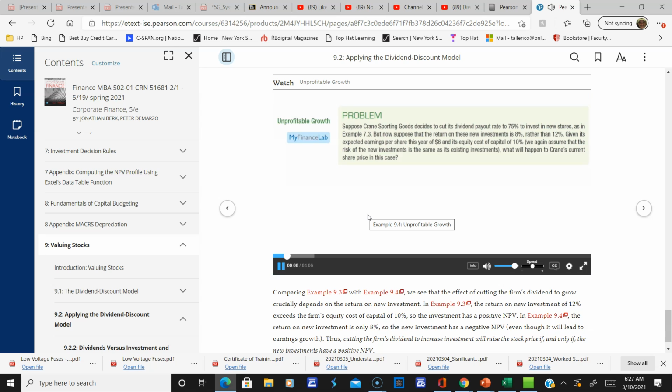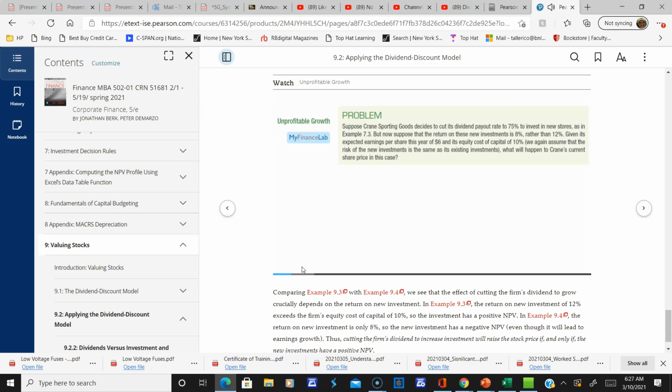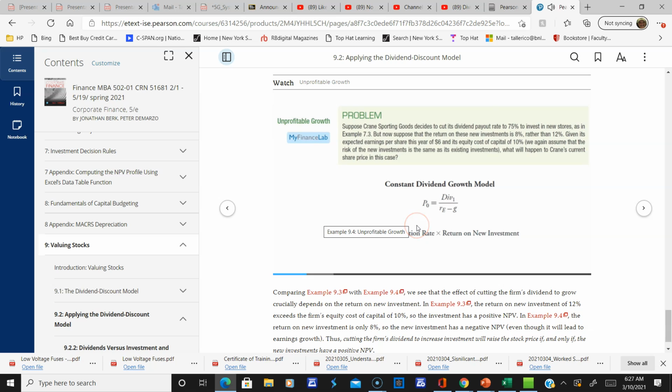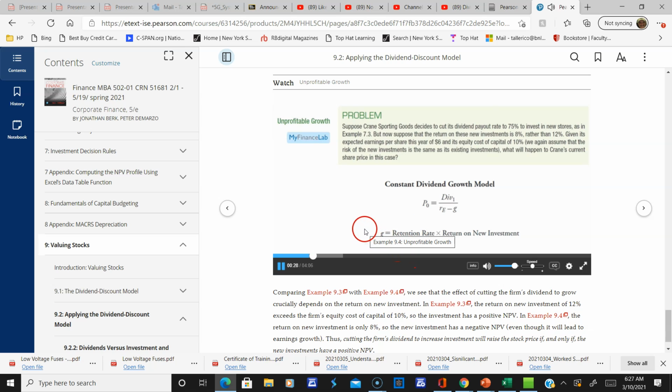Unprofitable growth. In this problem, we're going to continue our analysis of Crane Sporting Goods' decision to potentially cut its dividend in order to invest in future growth. Again, we'll be using the constant dividend growth model to evaluate the impact of this decision on Crane's stock price, but this time we'll look at the consequences for growth of a more pessimistic assumption on their return on new investment.